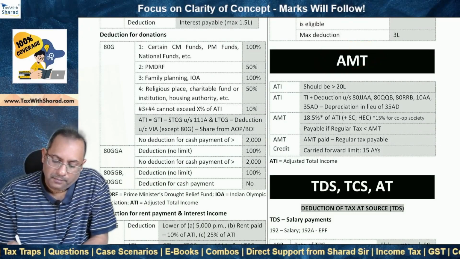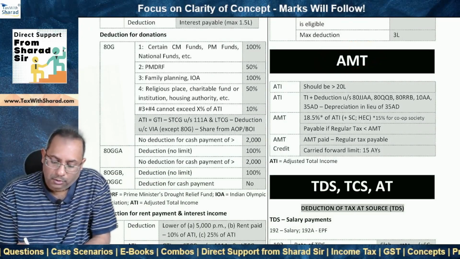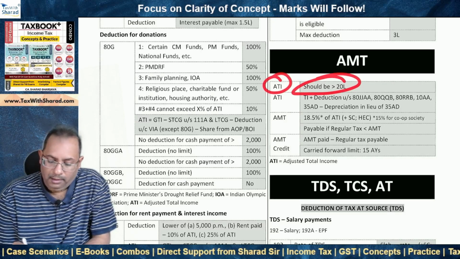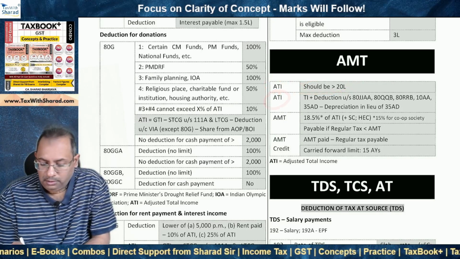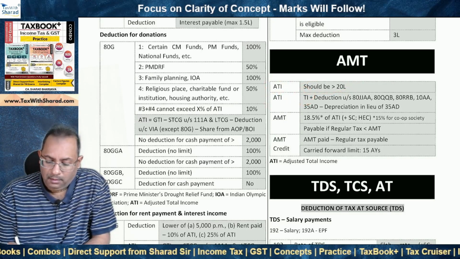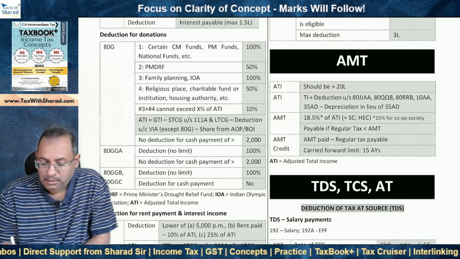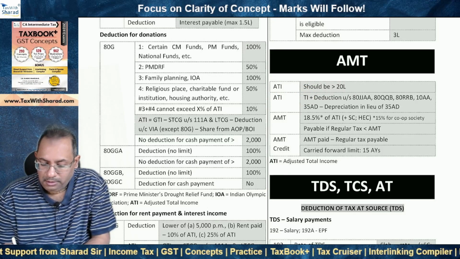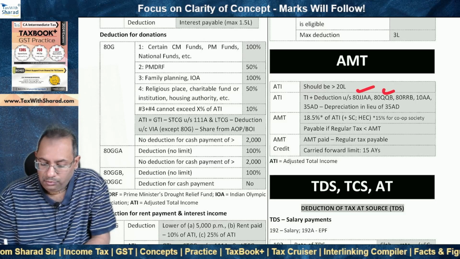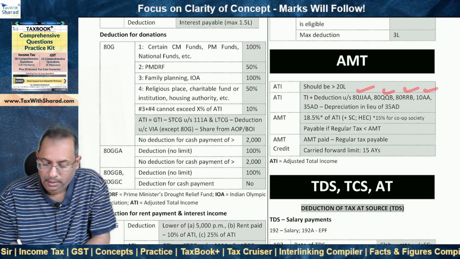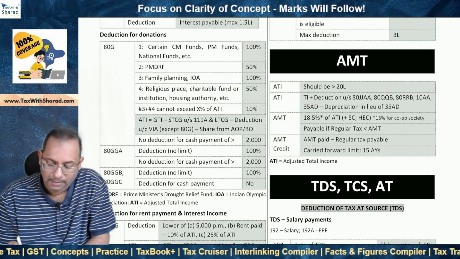Alternate minimum tax. For this, adjusted total income should be more than 20 lakh. And how do we compute adjusted total income? This is total income computed as per the regular provisions, and to that we add deduction under section 80JJAA, 80QQB, 80RRB, 10AA and 35AD if it has been claimed.